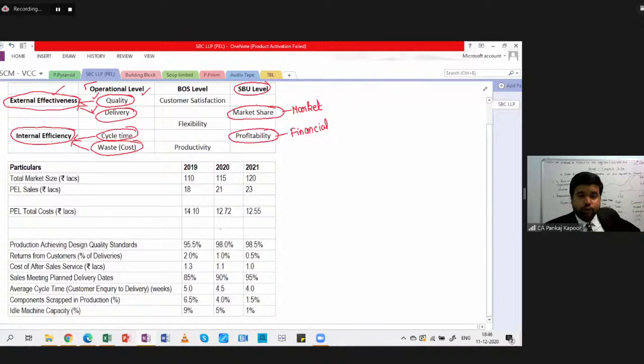Now, friends, you need to tell me whether the quality improves or not. Let's read the 4th information given in the question. What is given? The production achieving design quality standard. It means how many goods, how many products meet the quality standard. In the year 2019, 95.5% of goods meet the production standard or quality standard. But in the year 2021, 98.5% of goods meet the quality standard. Whether your quality improved or diminished.